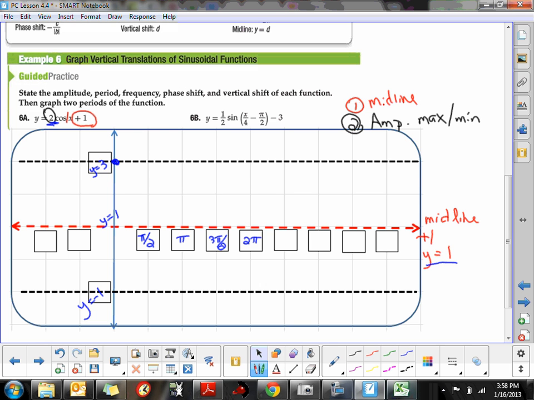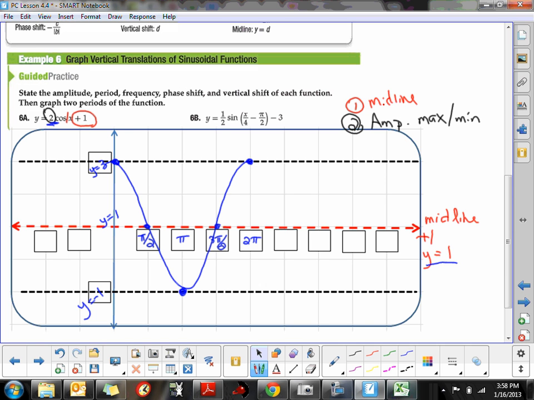And because it only has a period of 2 pi, I'm going to stop at 2 pi, put another maximum point. Our cosine curves, we have our lowest point halfway between the maximum points, and in between maximum and minimums, we have our zeros. So this is the graph of 1 full period of function 6a. Now, if they want us to go 2 periods, we just repeat this pattern.